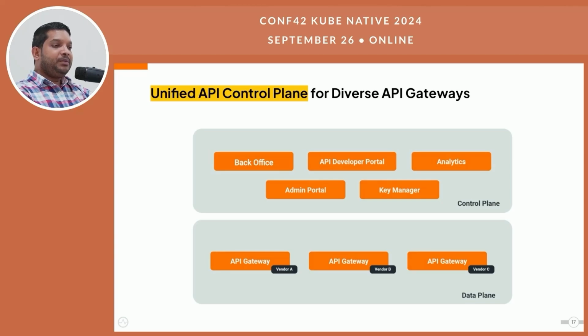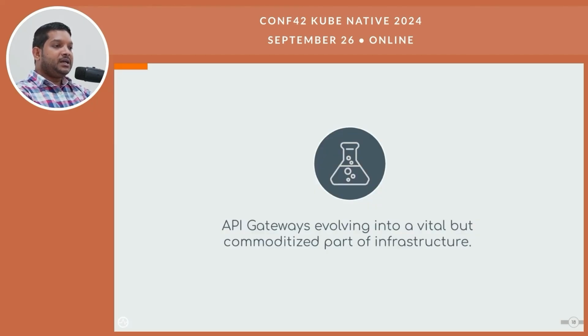The Kubernetes Gateway API specification ensures that all gateways adhere to a unified standard. The standardization enables a single unified control plane to effectively manage multiple API gateway implementations within a single installation regardless of their implementation. This underlying approach simplifies governance, streamlines operations, and enhances the overall manageability of diverse API gateway instances. With the Kubernetes Gateway API standardization, API gateways are evolving into a vital but commoditized part of the infrastructure.